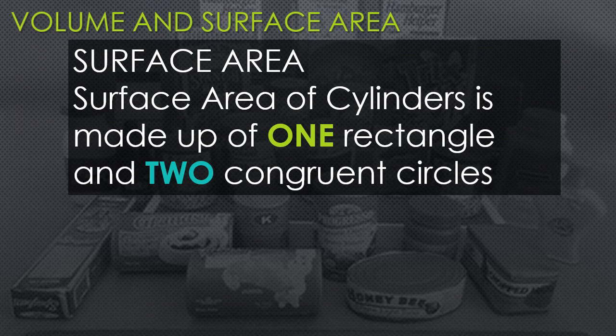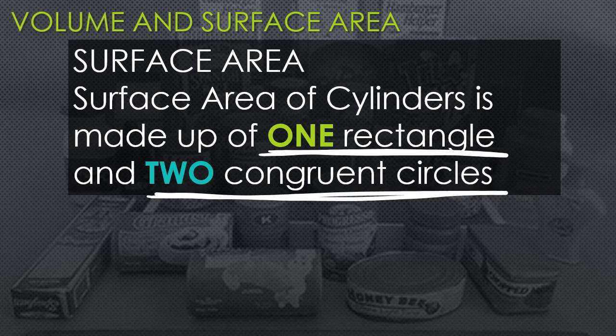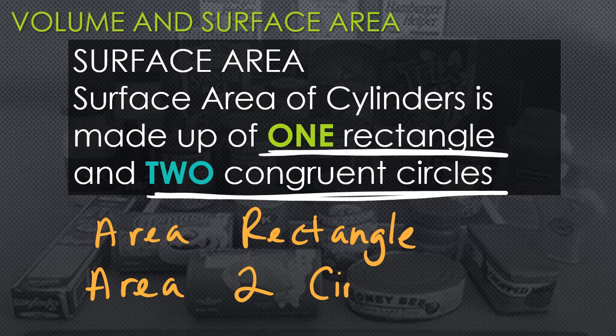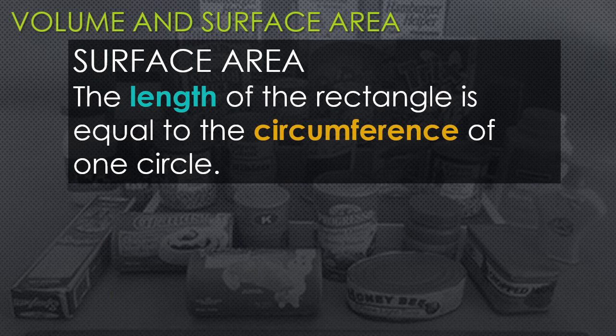So now let's talk about finding the surface area of a cylinder. So the way this works is that it's made up of one rectangle, and it's made up of 2 congruent circles. And so all we're going to do is find the area of our rectangle, and we're going to add that to the area of 2 circles.